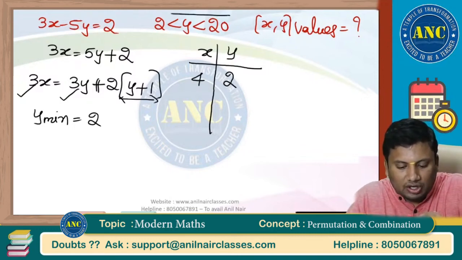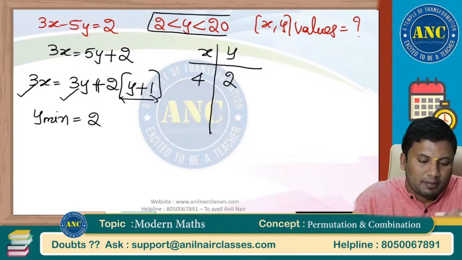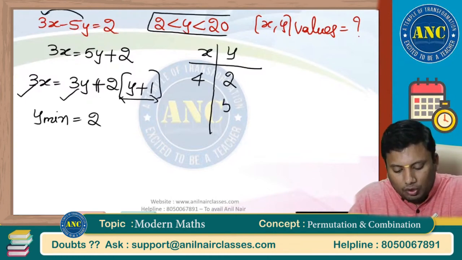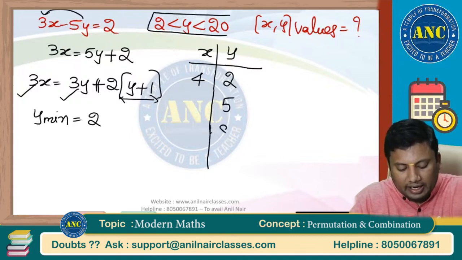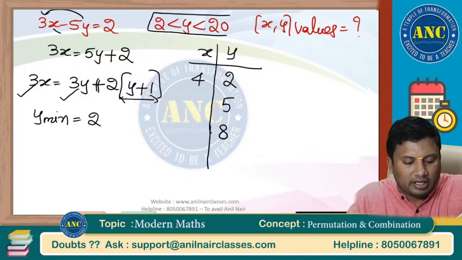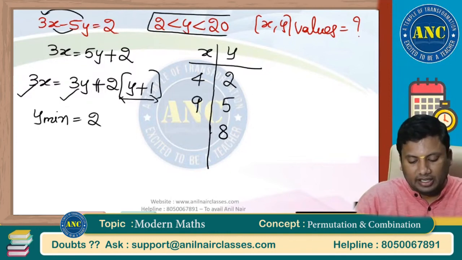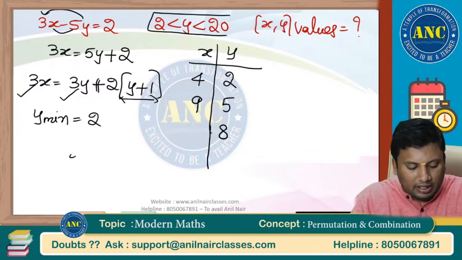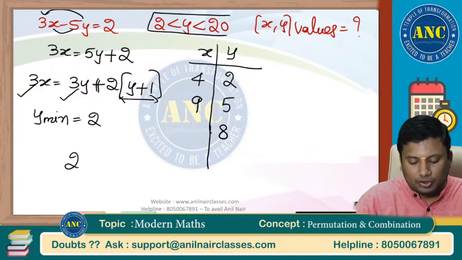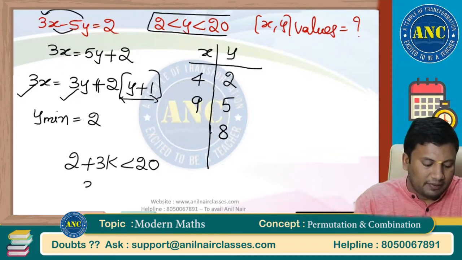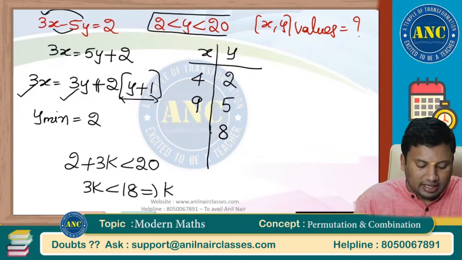Here the question is on y, so only y will be the point of reference. Y increases by 3: 2 plus 3 is 5, and again it increases to 8. In case you want, x increases by 5. For x 9, 27 minus 25 is 2. The lowest value of y is 2, and every time it is increasing by 3. So 2 plus 3k is less than 20, 3k is less than 18, k is less than 6.